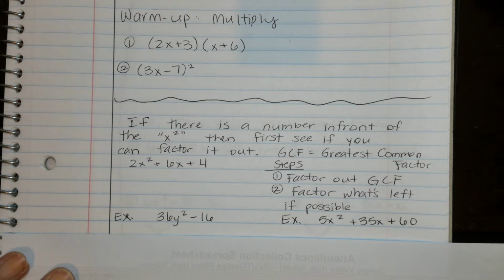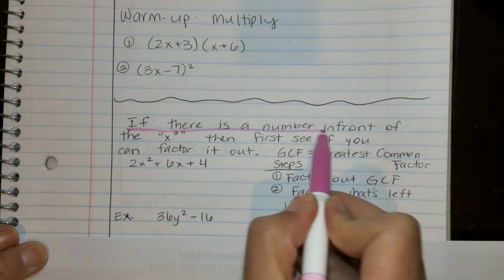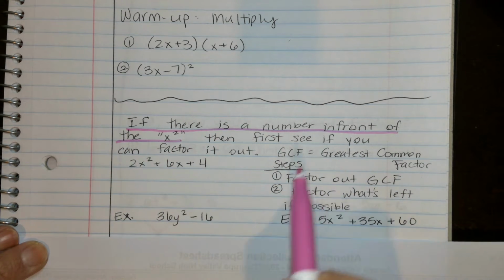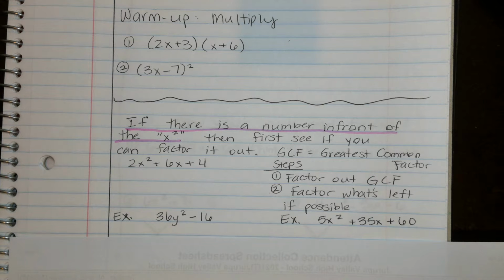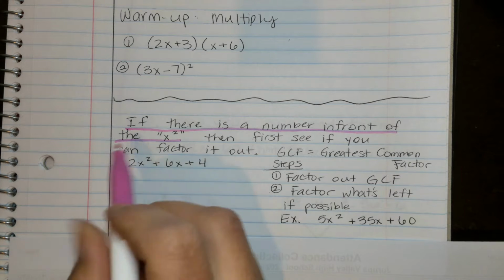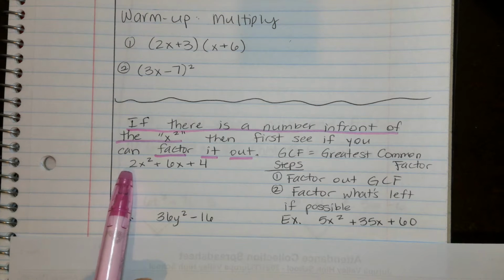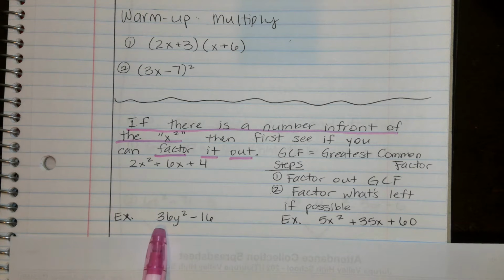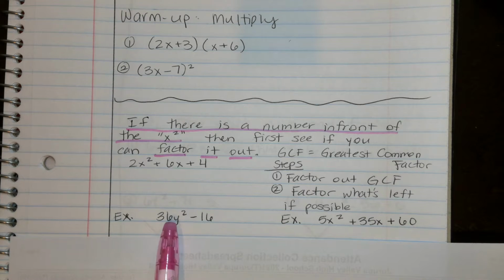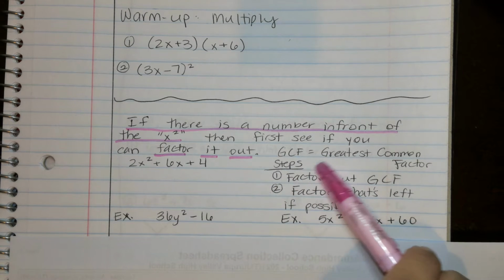Okay, so we're learning today how to factor when there is a coefficient in front of the x squared. So this is if there is a number in front of the x squared. You have two ways of doing it. This first way is to see if maybe you can factor it out. So looking at the leading coefficient, maybe you can factor out a 2. Or on this one, maybe you can factor out 36, or maybe there's a greatest common factor you can factor out. So GCF means greatest common factor.